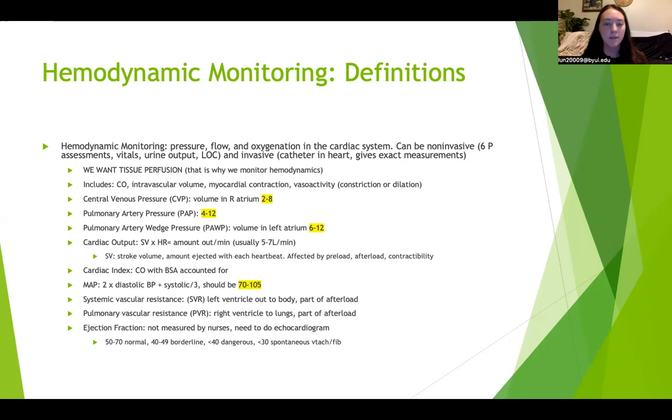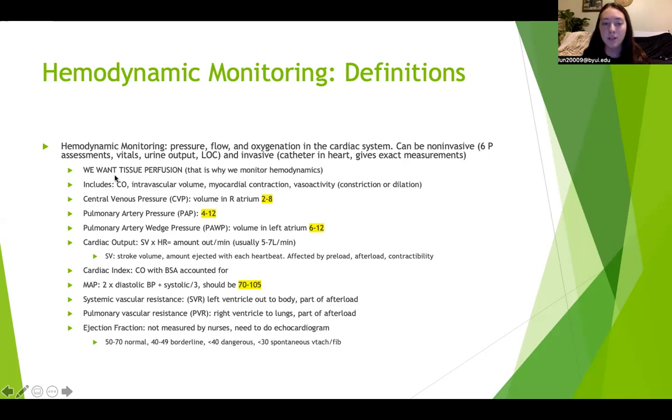Vitals, urine output, level of consciousness. So those are non-invasive ways to measure hemodynamics, but more invasive is the catheter threaded into the heart. And those give the exact measurements, is where you get your CVP and all the stuff we're about to go over. So first thing, we want tissue perfusion.